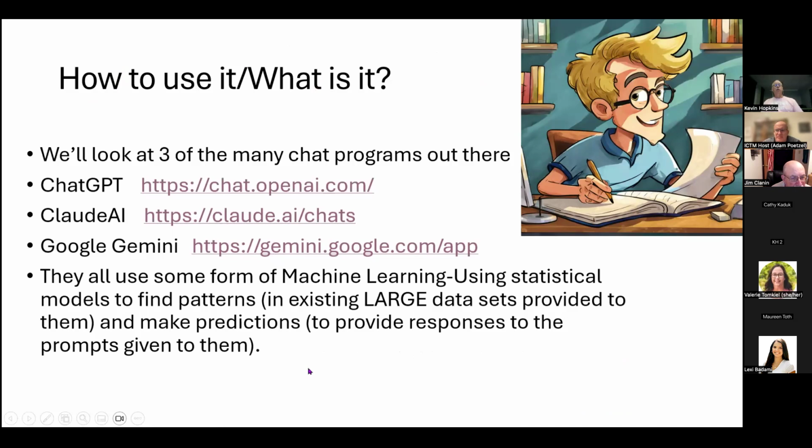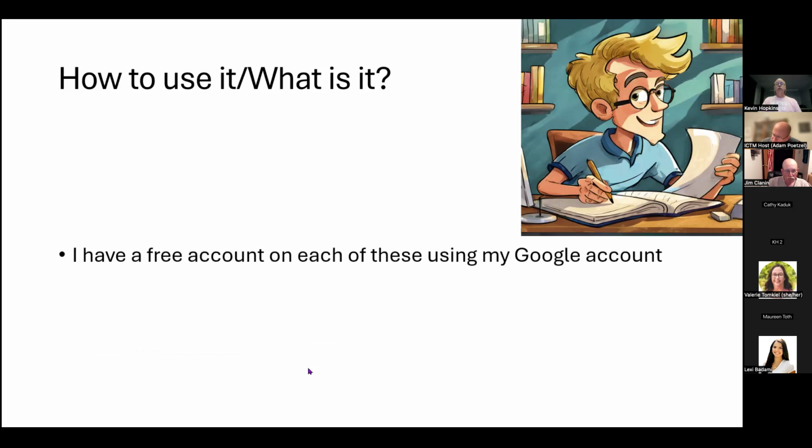All of these use some form of machine learning, which is essentially just kind of using statistical models to find patterns in existing very large data sets provided to them, and then make predictions to provide responses to the prompts given to them. And it's kind of making predictions a word at a time. So it does a little bit more, and we'll see that as we get in and start trying to ask some questions.